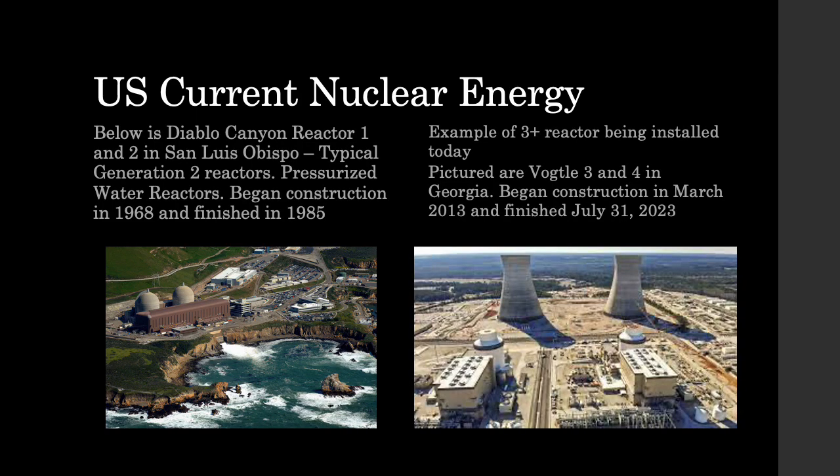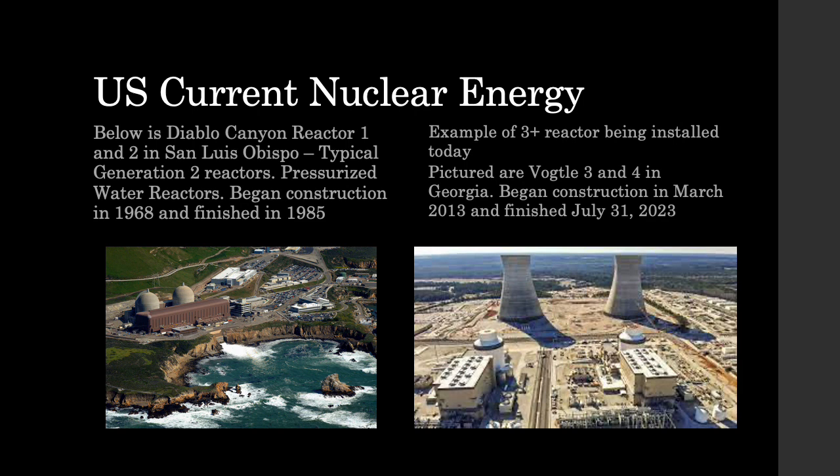This will be the last slide before we go over the criteria. This gives an overview of the current U.S. nuclear energy industry. Below is a reactor that is actually very close to us in San Luis Obispo, about 15 miles away on the coast. It's Diablo Canyon reactors 1 and 2, and they are the last operating nuclear reactors in California. They are typical Generation 2 pressurized water reactors, and their construction began in 1968 and finished in 1985. They have been running since then and producing up to 13% of the state's power. This is about 2,000 megawatts.